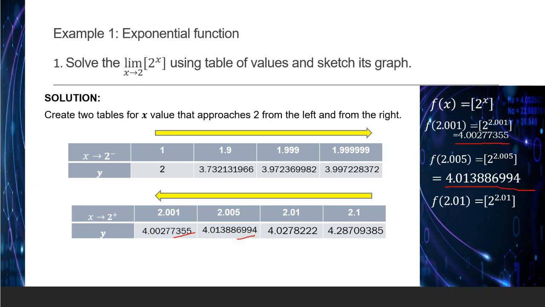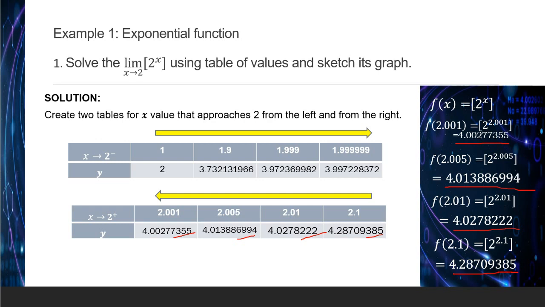Okay, next, if x is 2.01, this is equal to 2 raised to 2.01. So what will be the answer? We have 4.0278222. Okay, and the last one, how about if x is 2.1? This is equal to 2 raised to 2.1, and the answer is 4.287093885. Okay.